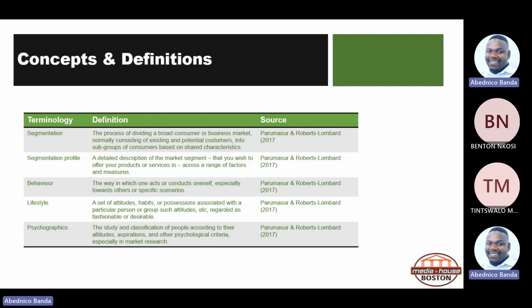So you group them. Then now you want to create a segmentation profile. A segmentation profile is something that you have in mind that you want out of all the segmentation bases that you have. So the moment you have grouped your girls into segments, now you are like, I want someone who is respectful. I want someone who is a Christian. I want someone who wears this and that.